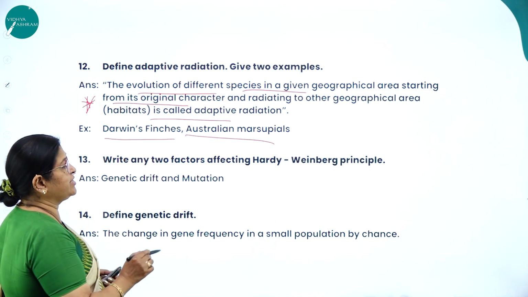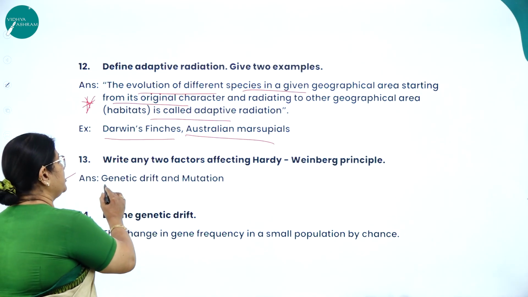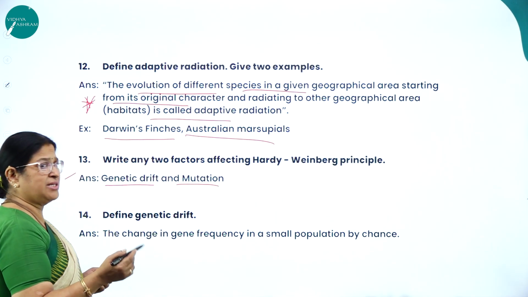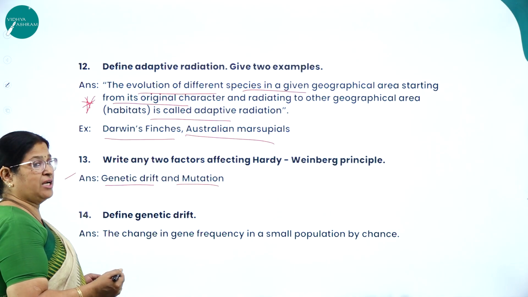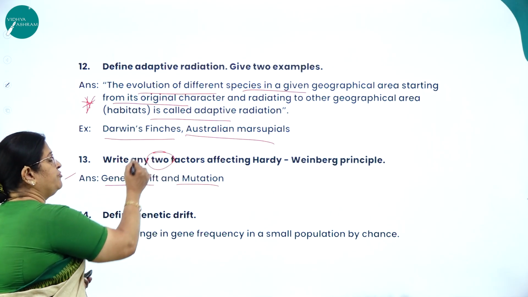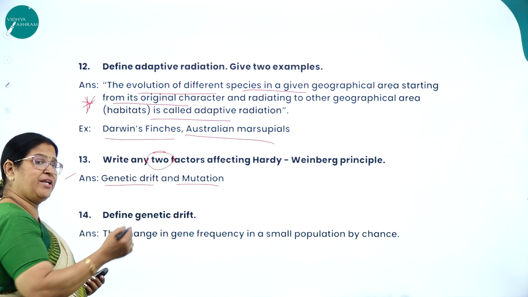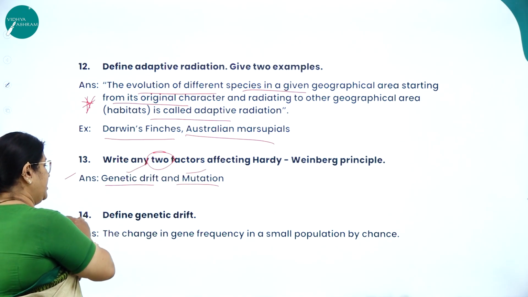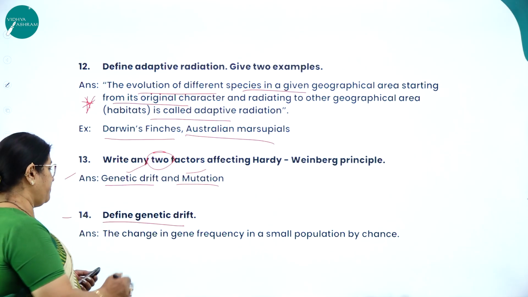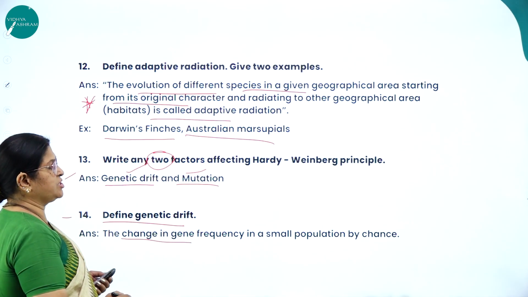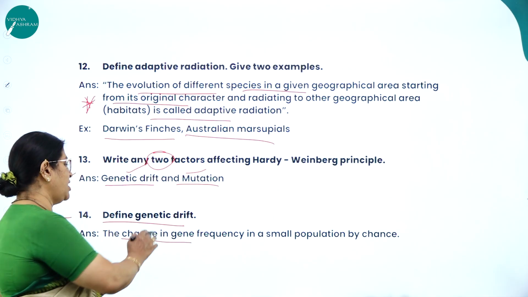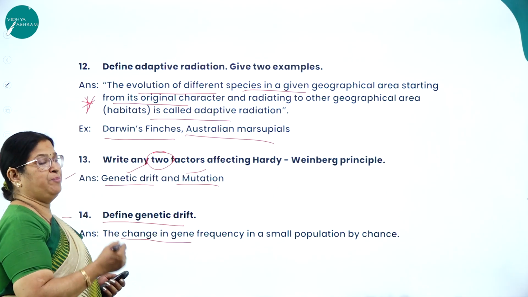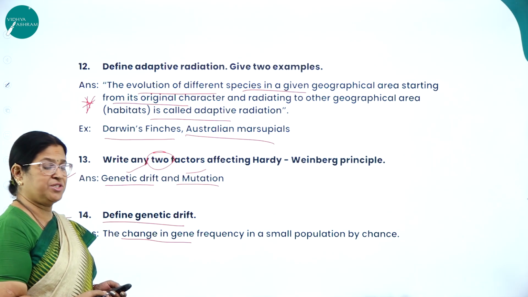Right? Any two factors affecting Hardy-Weinberg principle, already I told. Genetic drift, mutation, gene flow, natural selection, all these are the different factors which affect Hardy-Weinberg. So they have asked write any two for 2-marker questions. So either you can give any of the factors. So one such factor is genetic drift and mutation. Define genetic drift then. The change in gene frequency in a small population by chance is called genetic drift. So all these 1-marker questions what I have given are helping you to come across the MCQs.